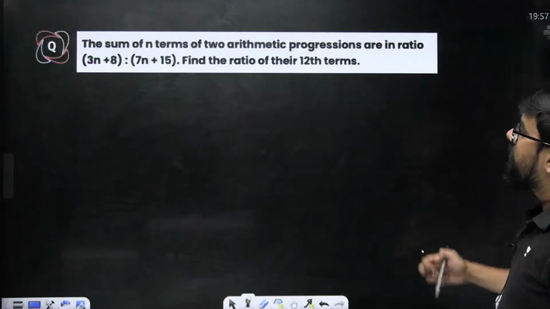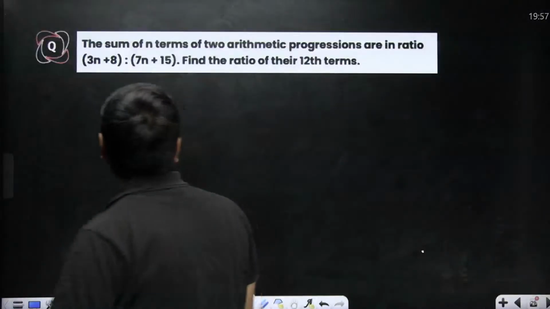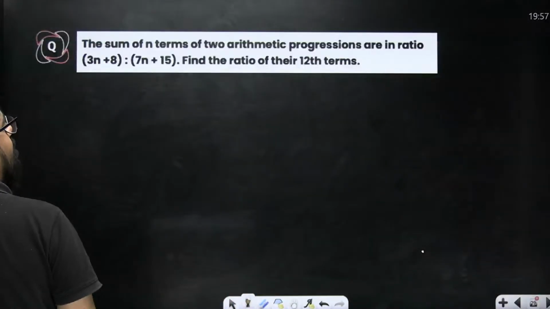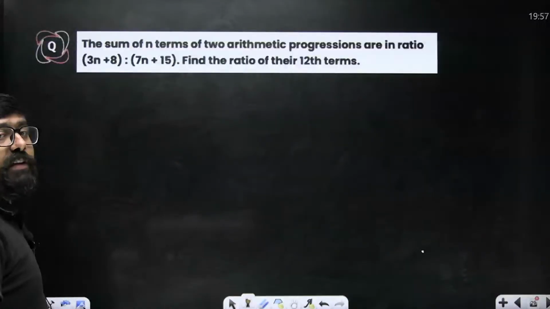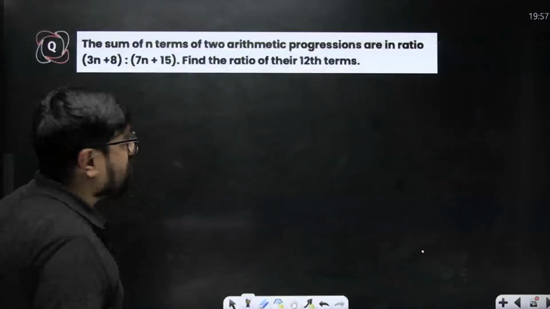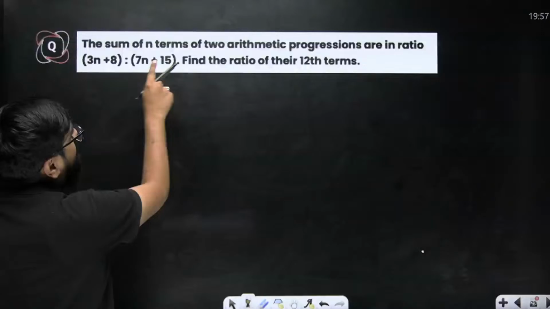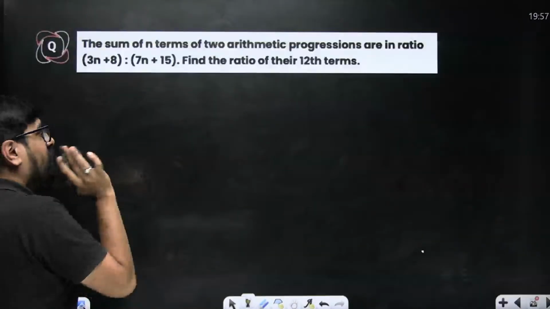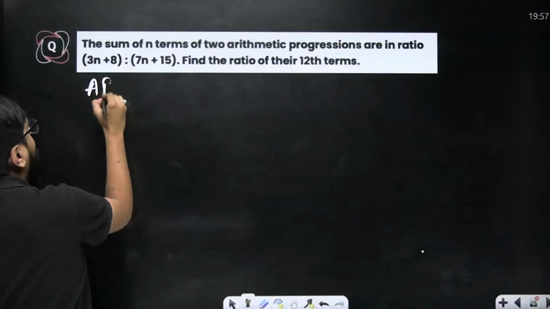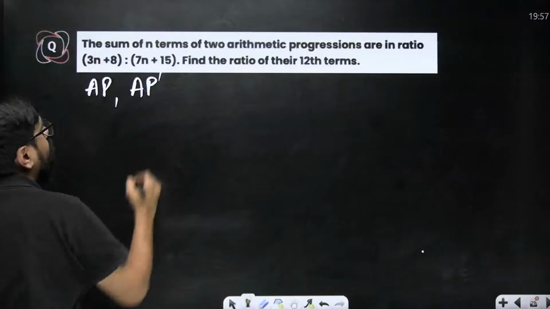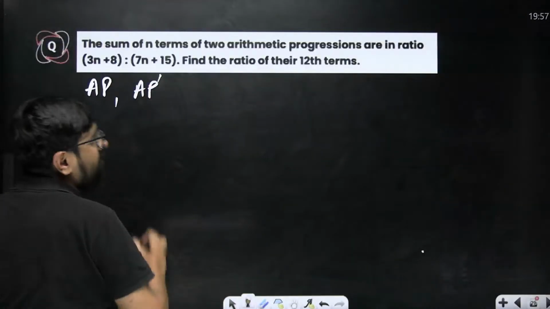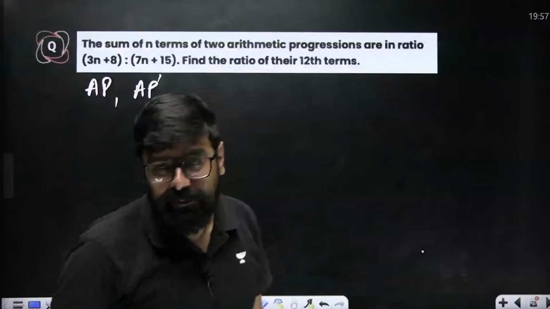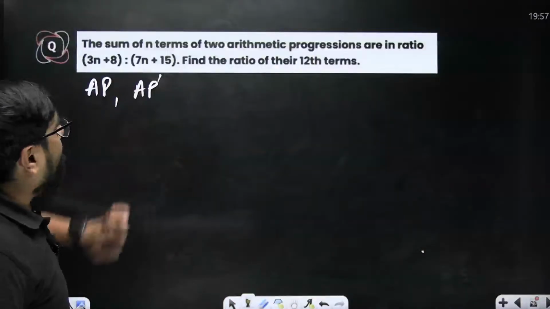Now, suppose something like this. Sum of n terms of two arithmetic progressions are in the ratio 3n plus 8 and 7n plus 15. Find the ratio of their 12th terms. Now see, how will we solve it? They are saying sum of n terms of two arithmetic progressions. There is AP and AP dash, two brothers with a different hairstyle maybe.